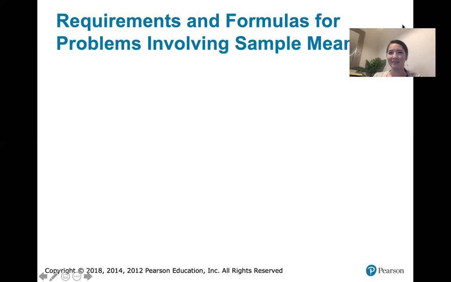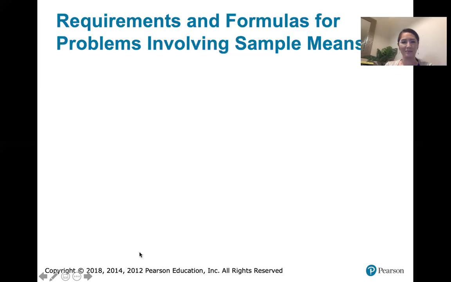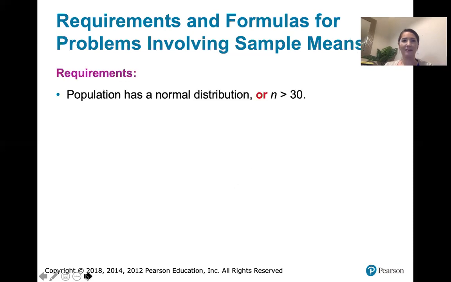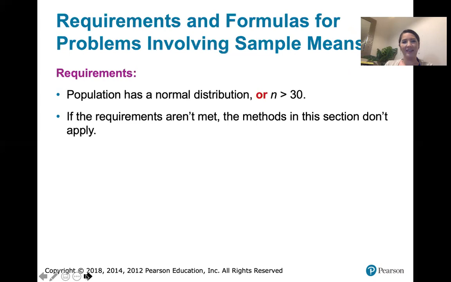So here are the requirements. The population has a normal distribution, or the sample size is greater than 30, then we can apply the central limit theorem and we can assume that the sample means are normally distributed. Now, if these requirements aren't met, there are other methods. They're just not discussed in this section, so the methods in this section will not apply.